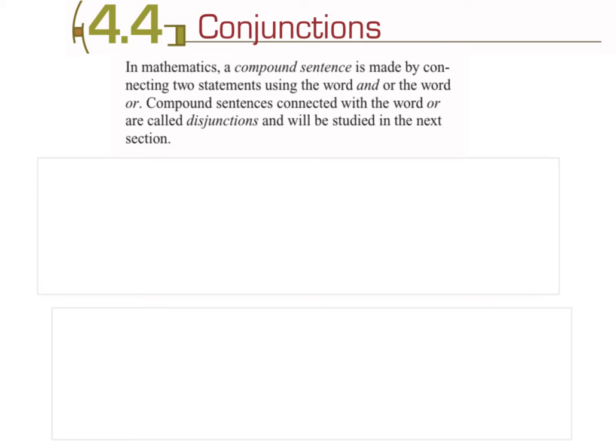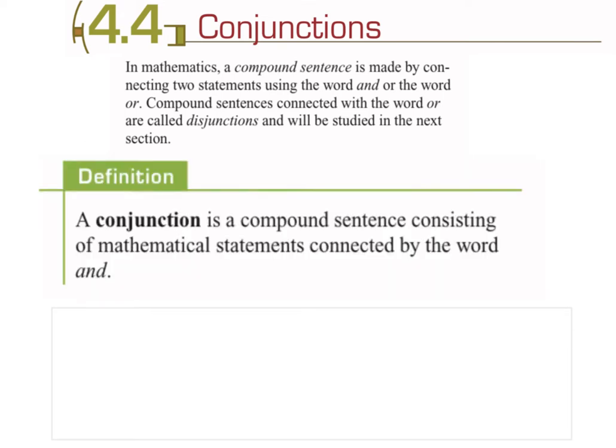And or are the two that we're going to look at with inequalities, all right? And so with inequalities, when you start combining them, the first way that you can combine them is with something called a conjunction. A conjunction is a compound sentence consisting of mathematical statements that are connected by the word and specifically. It matters because when you connect it with and, it means that the answer needs to work for both pieces.